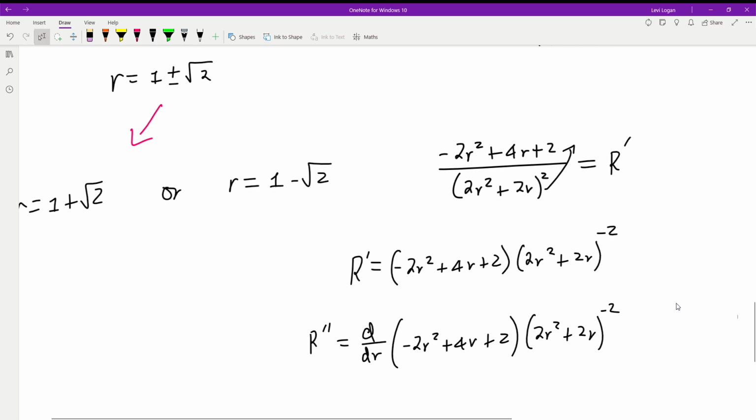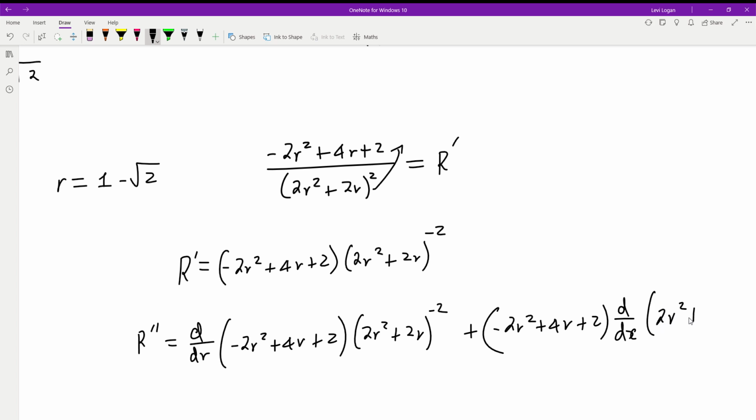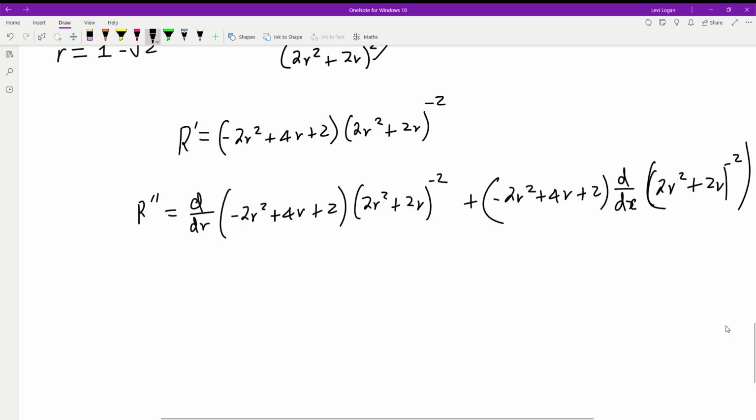Go to the side because I've run out of room. Plus leave the first term, so negative 2r squared plus 4r plus 2, multiplied by the differential of that second term, which we missed straight away. Okay, so let's differentiate this. So r double dash, if we differentiate this, we're going to get minus 4r plus 4, still multiplied by this fella here. So now I'm going to move it on the bottom really quickly.